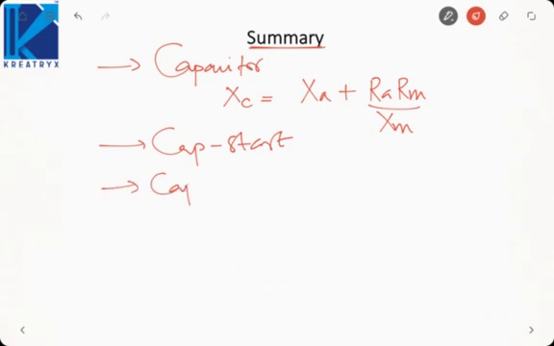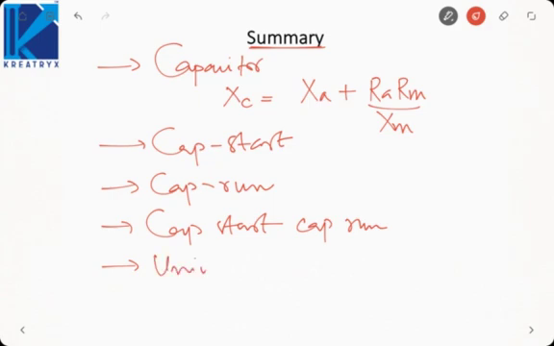Then we saw the capacitor run motor, in which the capacitor is permanently connected, so we have a smoother operation. Then we saw capacitor start and capacitor run, which combines the advantage of both, but it is more costly. Then we saw the universal motor, that is a DC series motor which can be run on AC. So this is all about the single phase induction machine.